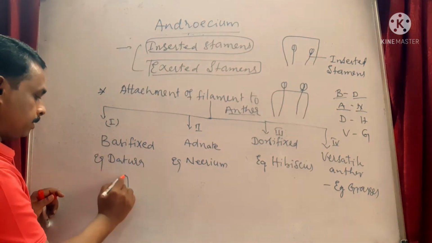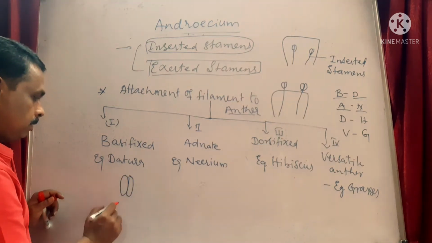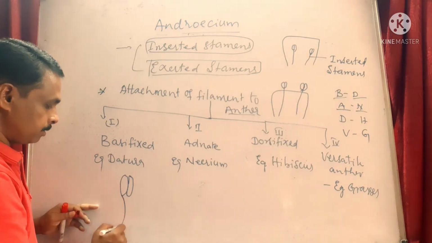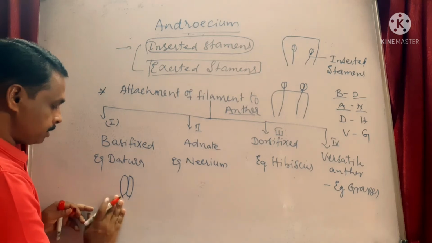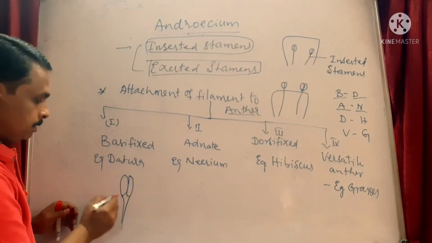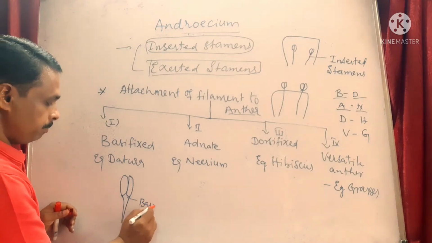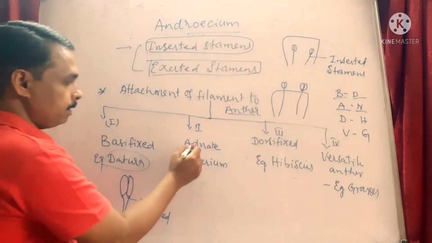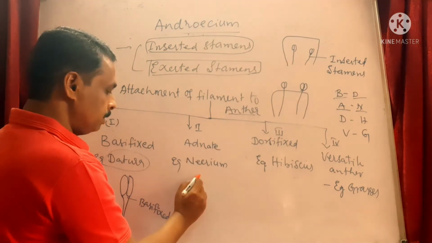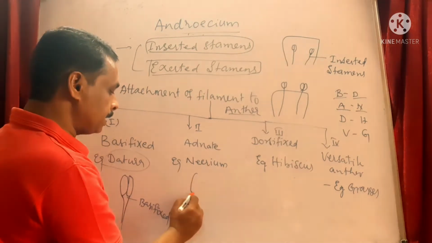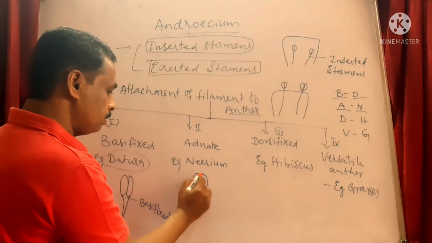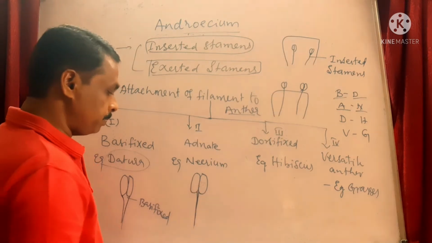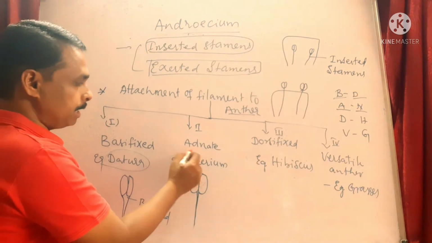Now, basifixed. Suppose this is the dithecous anther. The filament is attached to the basal surface of the anther, like this. This is called basifixed anther. Example, Datura. Next, adnate anther. Adnate means the filament is directly attached to the connective of the anther. Here the connective is present. The filament is directly attached to the connective part of the anther. This is called adnate anther.